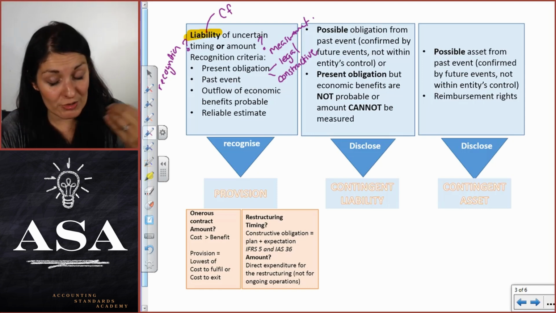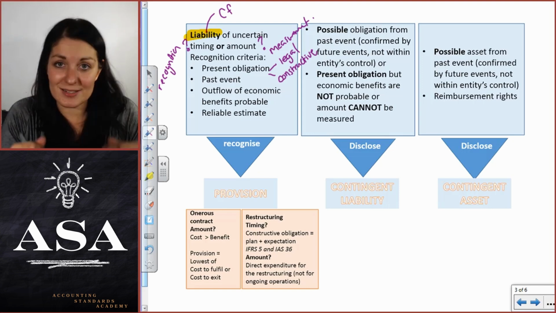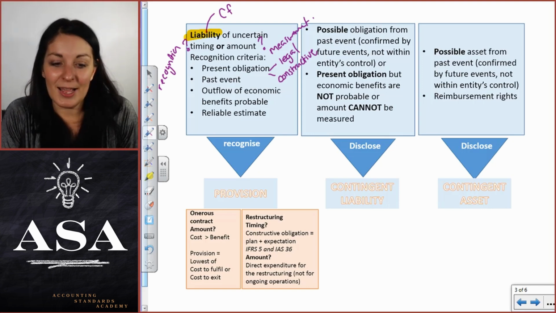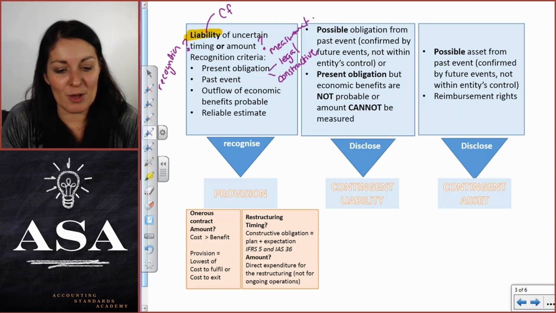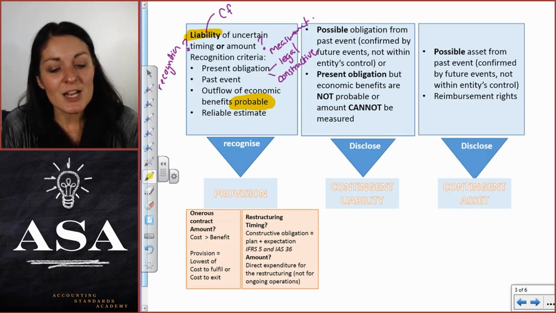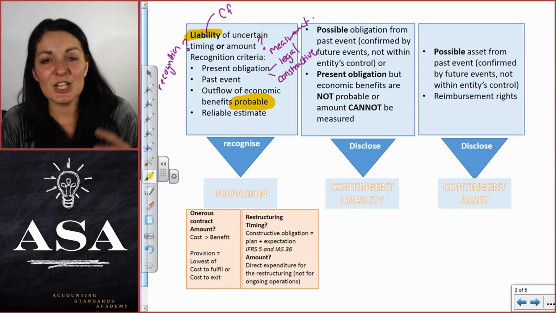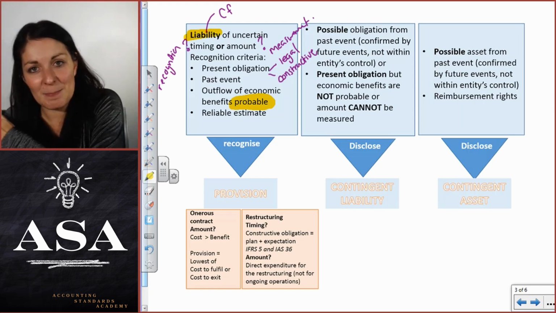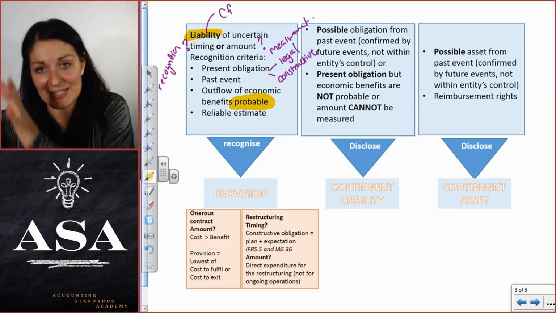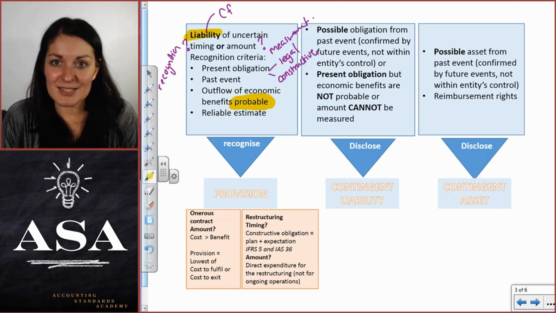It should be as a result of a past event. So there should be something that actually triggered this to be an obligation. Okay, and then the outflow of economic benefits should be probable, and this is very important because this is also part of your definition of a liability. Okay, so it's probable that you're going to make the payment, so that is not the issue. Okay, so it's more likely than not that you will make the payment. So it sways to the side of it's more than likely that you're going to pay. Okay, so that is a given when you're dealing with a provision.